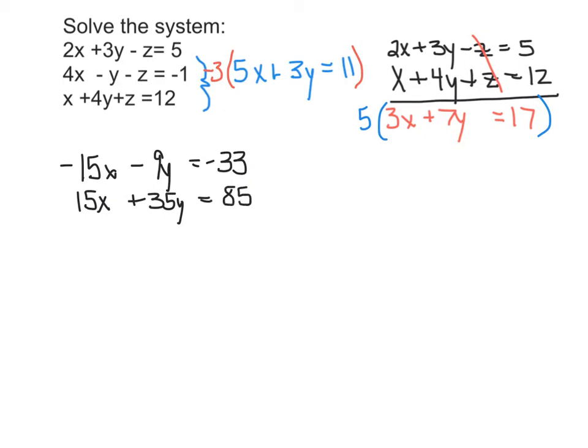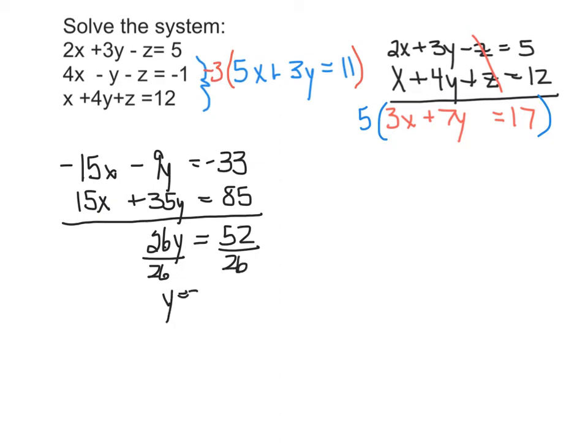So check your arithmetic there before we go on to add together these two equations and cancel off my x's. So the x's are eliminated, and when I add negative 9y and 35y, that's giving me 26y is equal to 52. Divide both sides by 26, and I have my first solution, y is equal to 2.